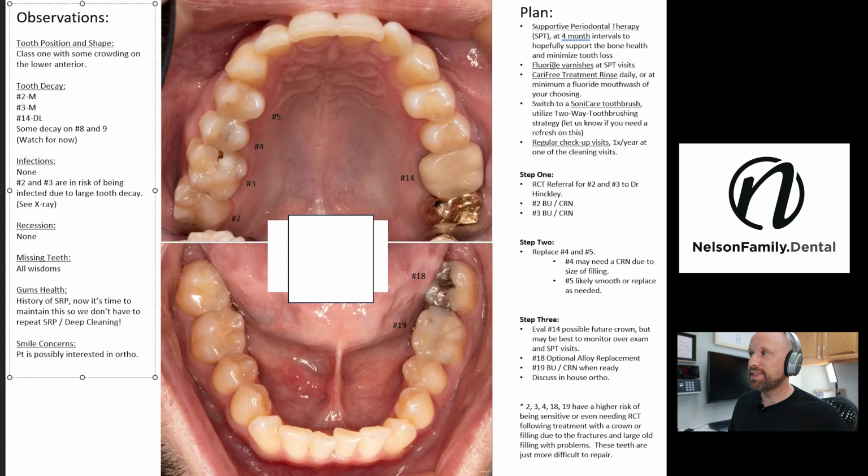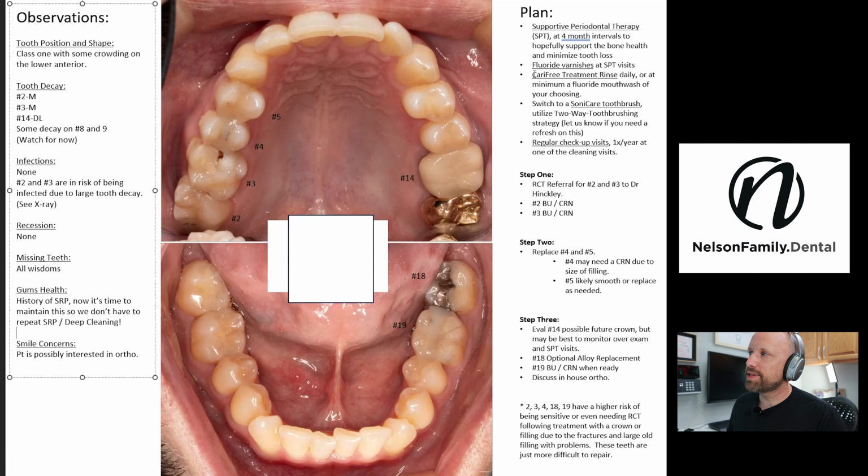Fluoride varnishes at the SPT visits, I think that's important. I tell people fluoride varnish is kind of like putting a ceramic coating on their car, or like varnishing their wood fence, something like that. But essentially it helps remineralize the teeth and protect them from additional issues.